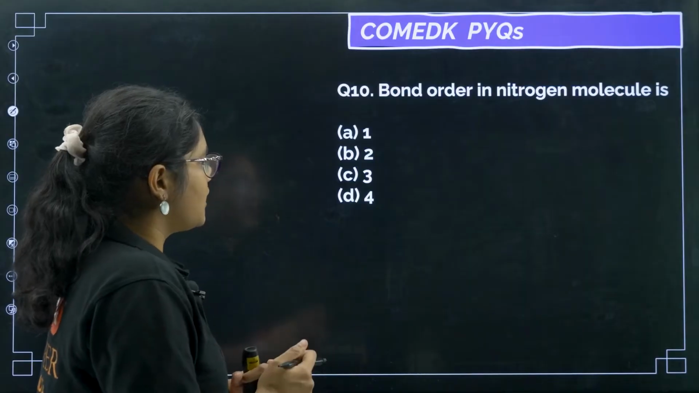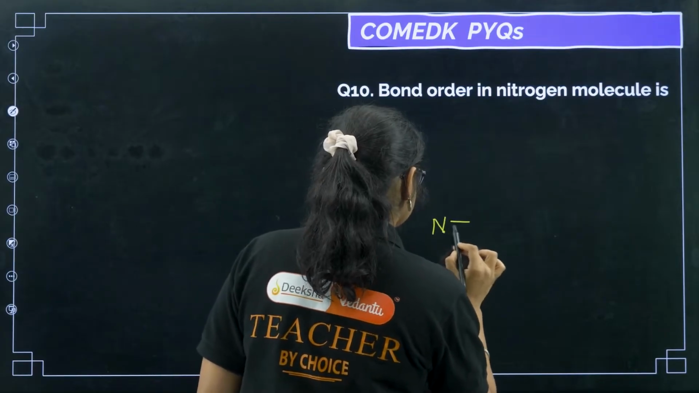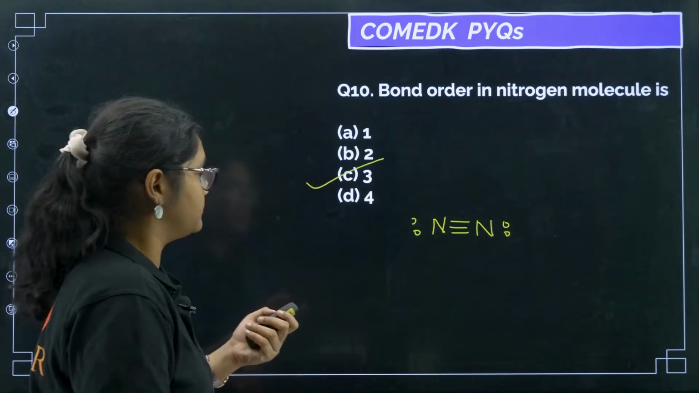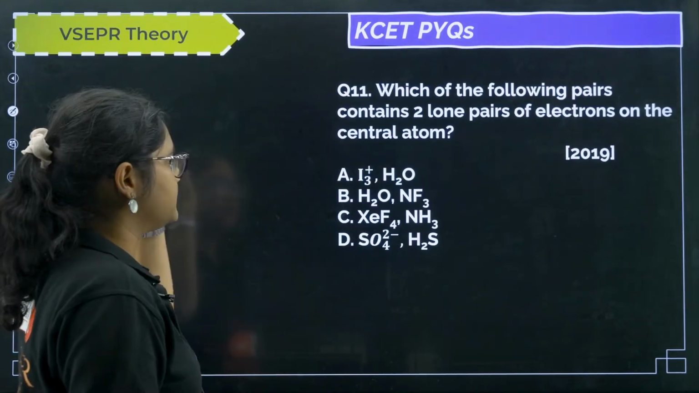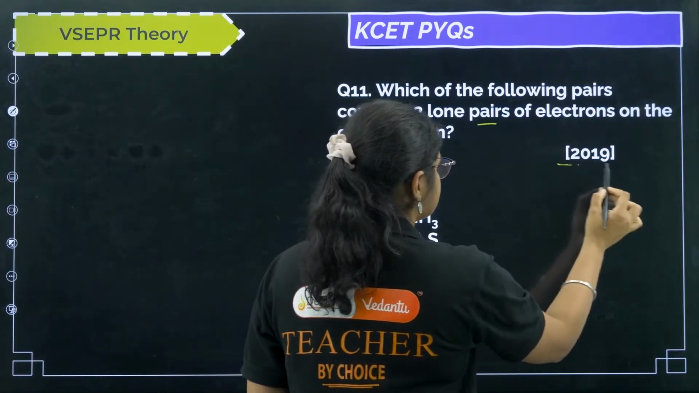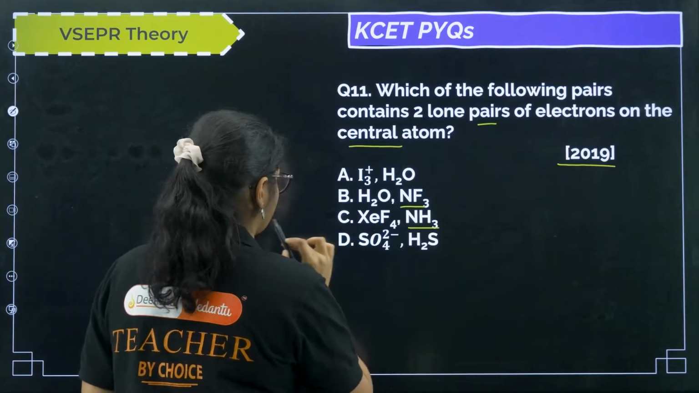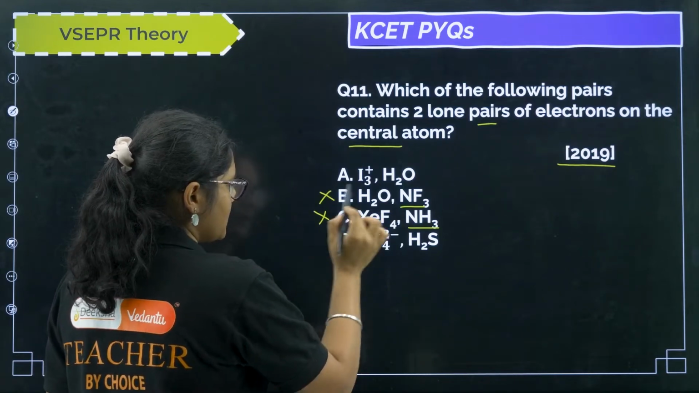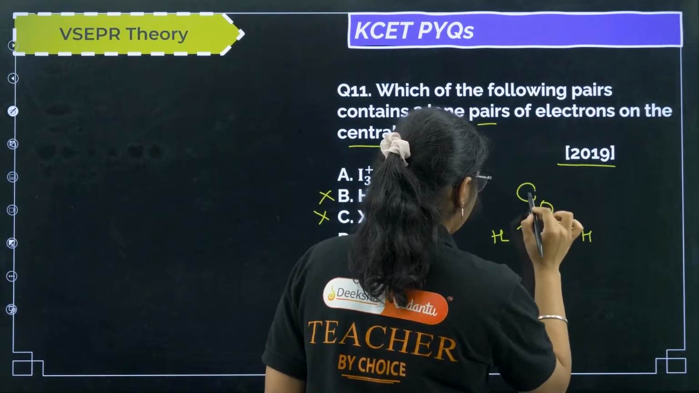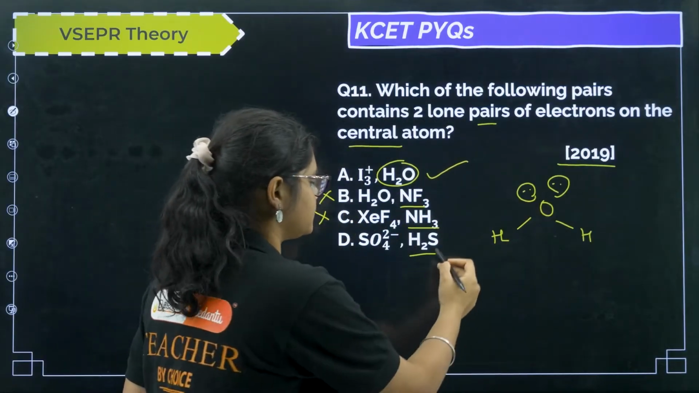Next, bond order in nitrogen molecule is, so if you know the nitrogen molecule exists like this, right? So bond order is 3, option number C here. Next, questions are from VSEPR theory. Which of the following pairs contain 2 lone pairs of electrons on the central atom? This is a 2019 KCET question, 2 lone pairs. Now if you see NF3, NH3, they have only 1 lone pair, right? So we can eliminate this option. Now water has 2 lone pairs. If you know the structure of water, it can be the answer. And in SH2 also it has 2 lone pairs, this also can be the answer.